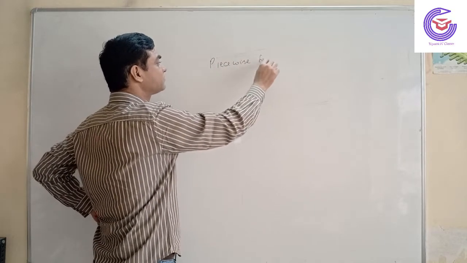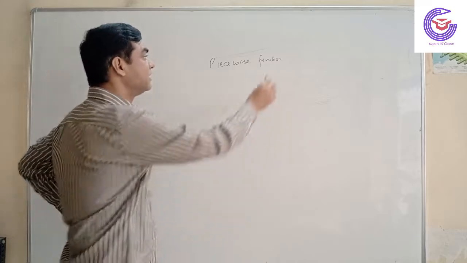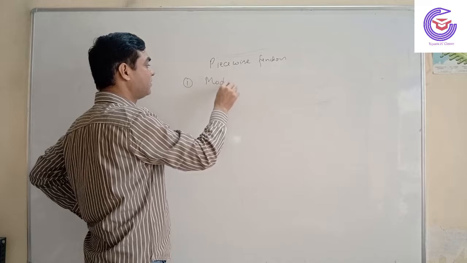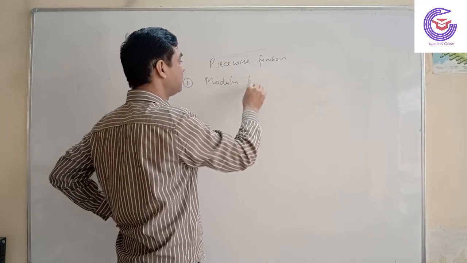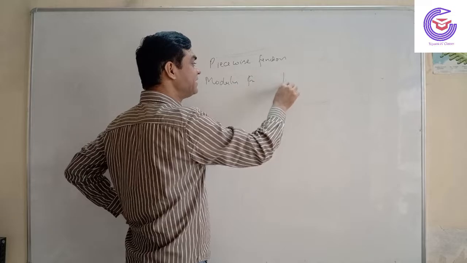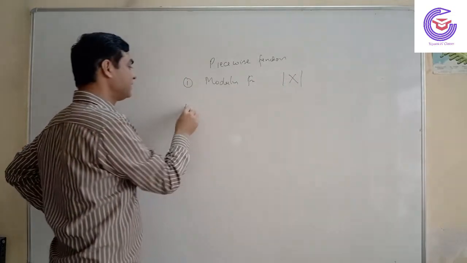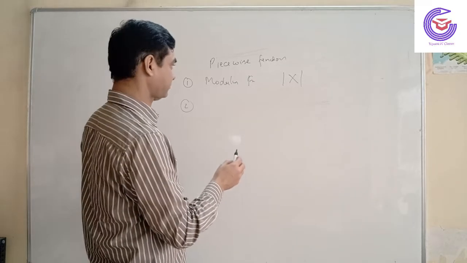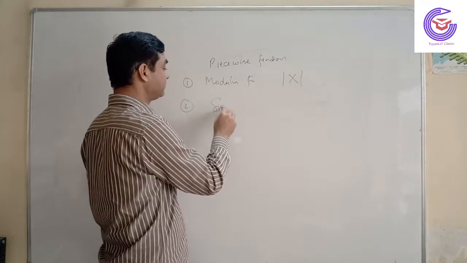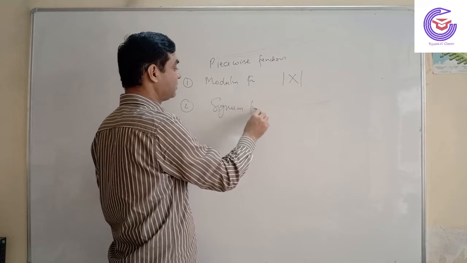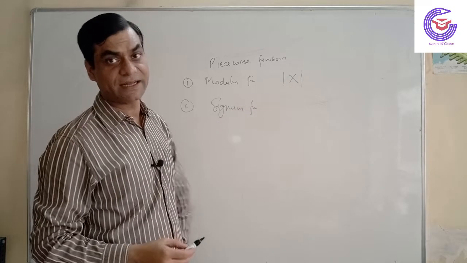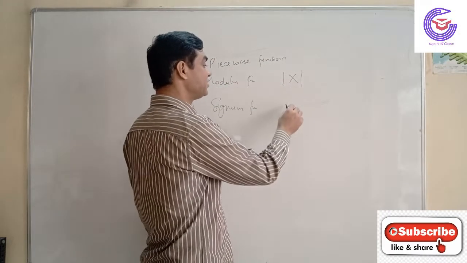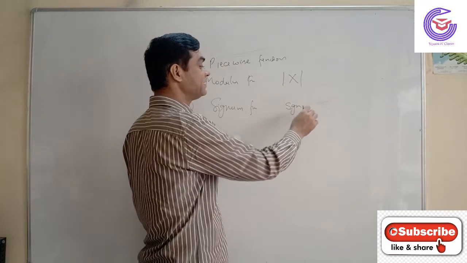Piecewise function. The first function is called modulus function, and how is it represented? It is represented as mod x. The second one is the important one, that is called signum function. Once you know how the mod function behaves, then you can easily get to know how the signum function behaves. In short form, it is written as signum x.